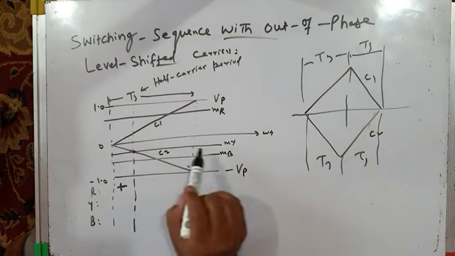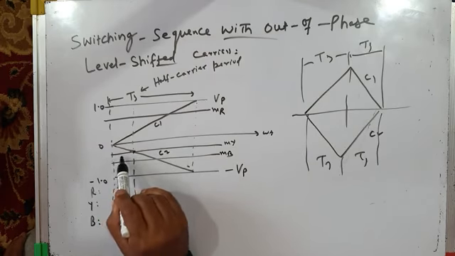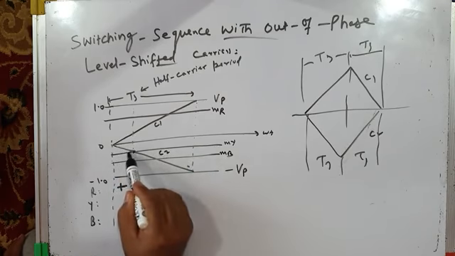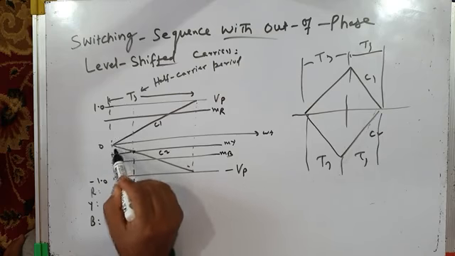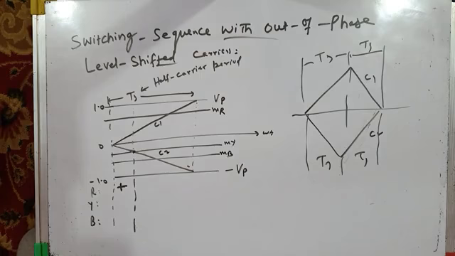In phase leg Y you can see, what is MY? MY is less than both the carriers. It is less than carrier 1 and less than carrier 2. So the bottom switches of phase leg Y will be on and the pole voltage will be minus VDC by 2. So it will have minus status.